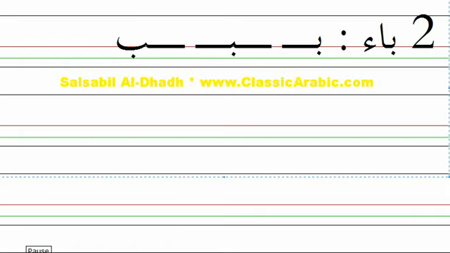Now as you see, the ba connected like this, and the computer does this for you. When you do the handwriting, you have to do this job instead of the computer. So let's see the ba at the beginning. So you write, this is the ba as a separate letter.